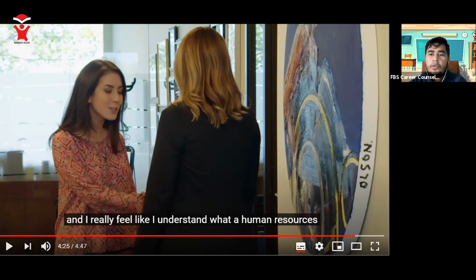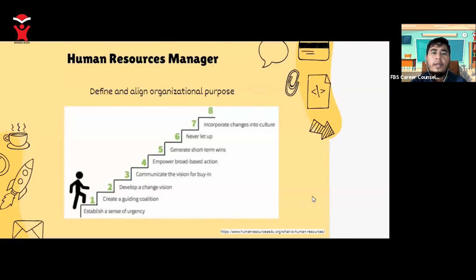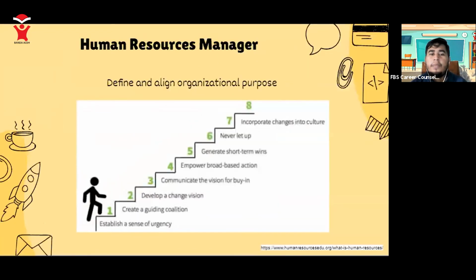So let's continue to the next section. Okay, so now we can see the qualification. The first one is about the human resources manager. Define and align organizational purpose. So they must find and tell the other people, of course. So what is there any sense of urgency to do the work, and then create a guiding coalition, develop a change of vision.